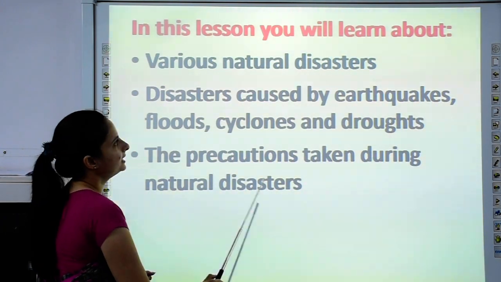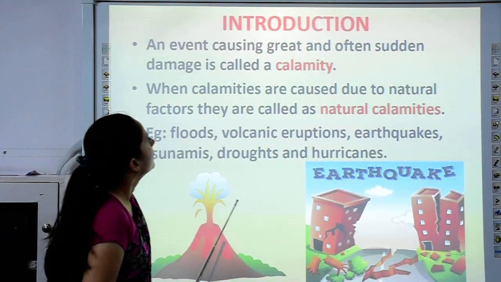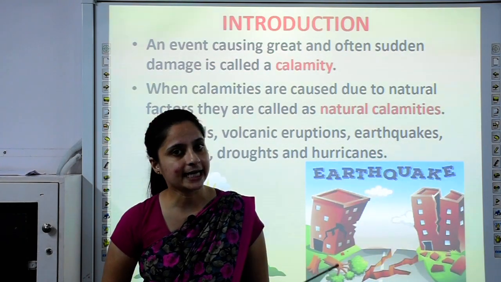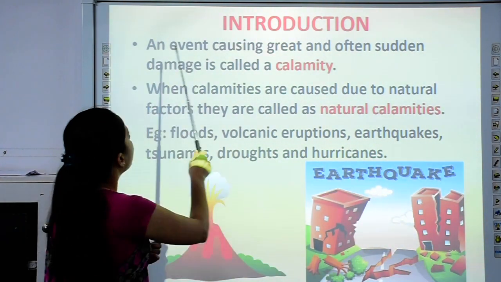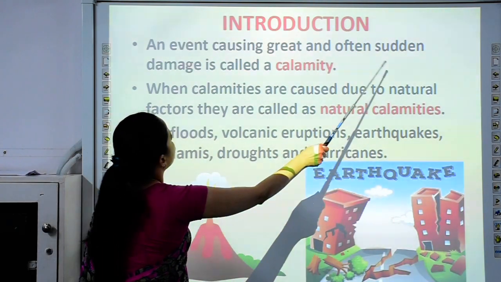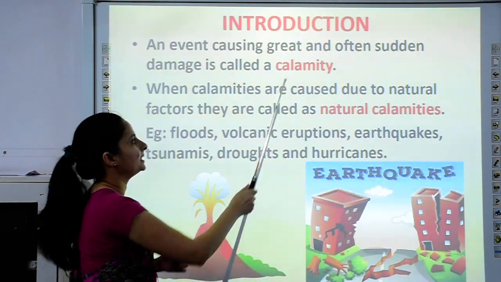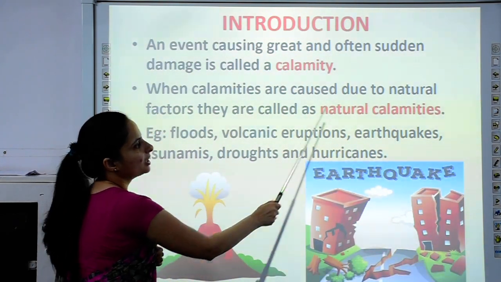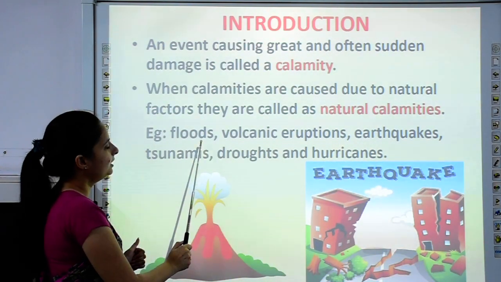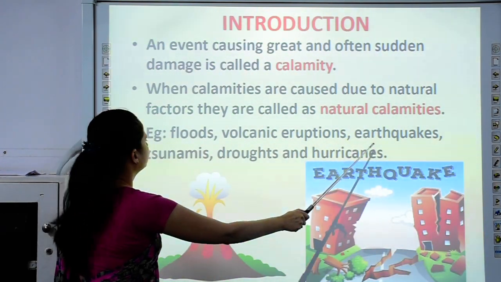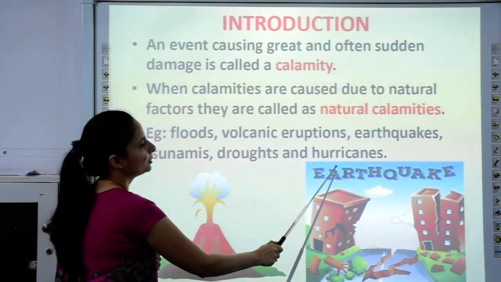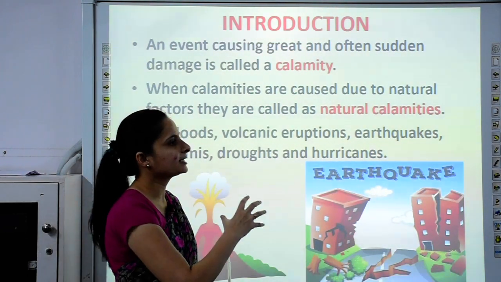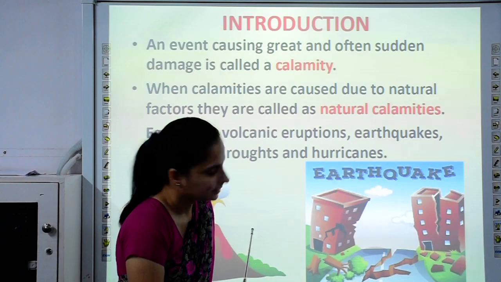taken during natural disasters. Now children, before we get to know what are natural disasters, first let us understand what is a calamity. An event causing great and often sudden damage is called a calamity. And when these calamities are caused due to natural factors, they are called natural calamities. For example, floods, volcanic eruptions, earthquakes, tsunamis, droughts and hurricanes. Hurricanes are violent storms. Now we will look ahead into these different kinds of natural disasters.